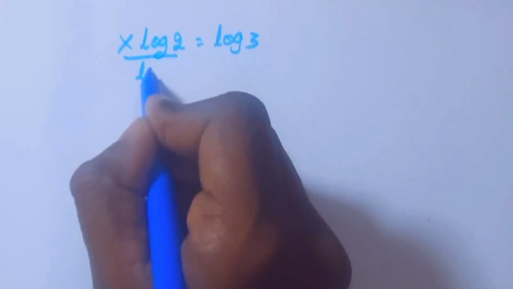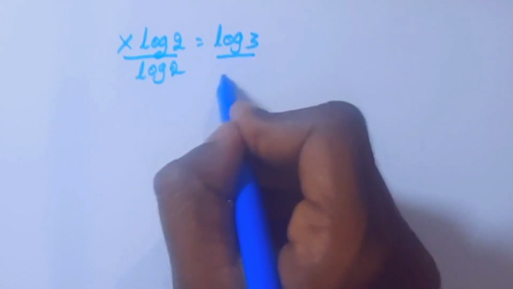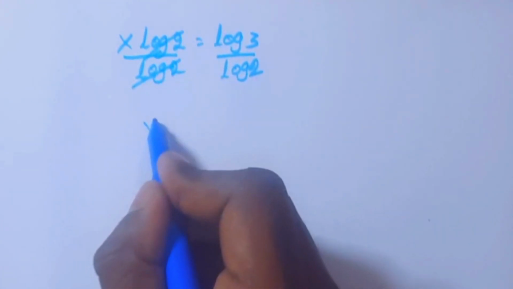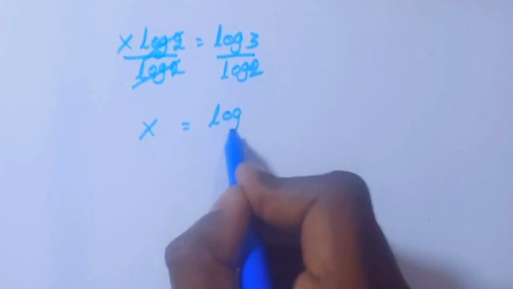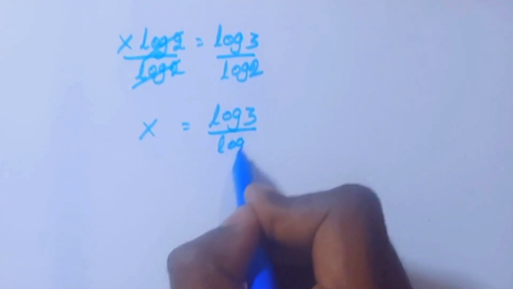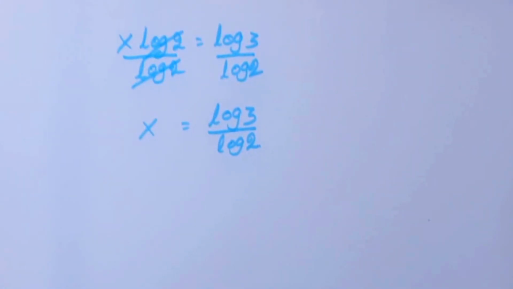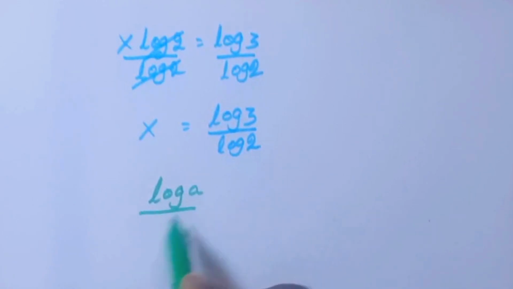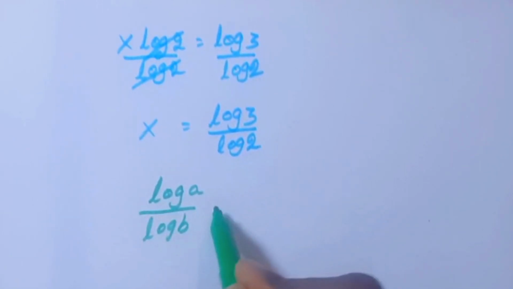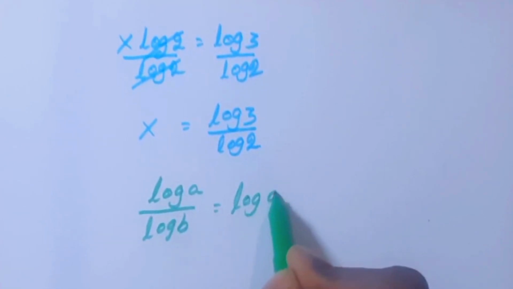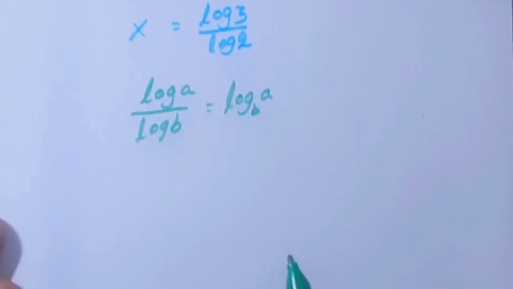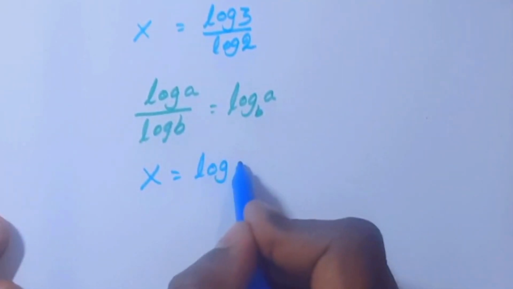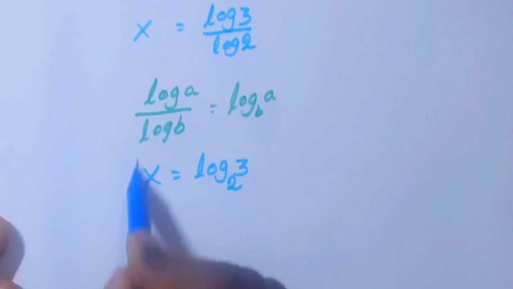Divide by log 2 on both sides. This log 2 cancels this log 2. So here x = log 3 / log 2. Now as per this log formula, log a / log b = log a base b. Now x = log 3 base 2. This is x.